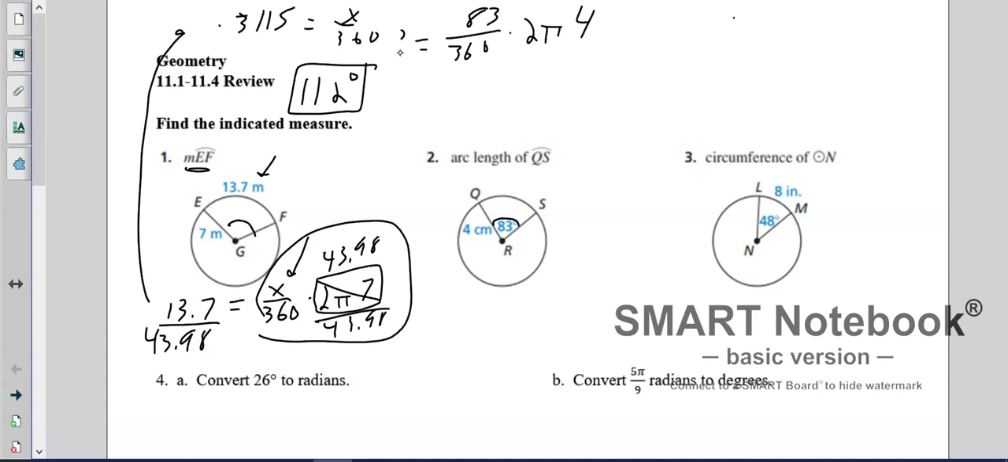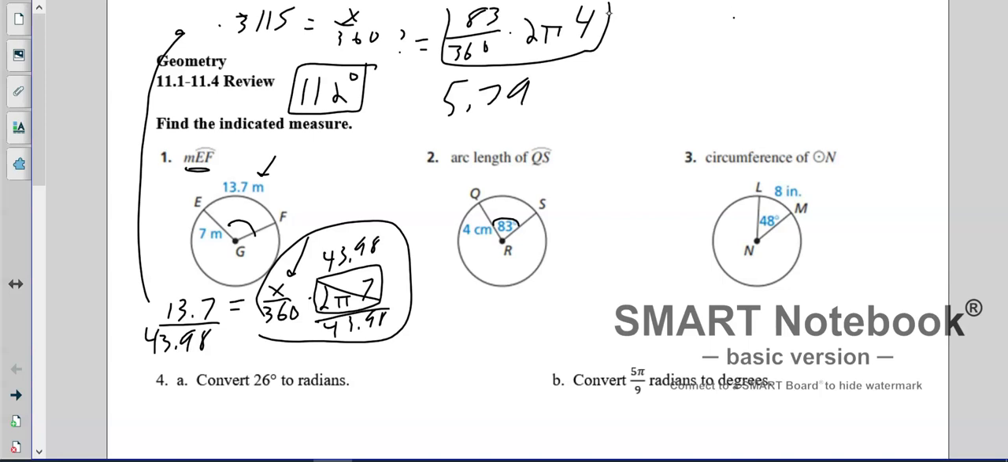So all we have to do is type in 83 divided by 360 and just keep going. That's 0.2305 repeating. And then just multiply times 2 times the pi key or 3.14 and times 4. You just keep going. So the answer ends up being 5.79. And all I did was type this into the calculator, just how I see it. 83 divided by 360 times 2 times pi, or 3.14, times 4. That's it.